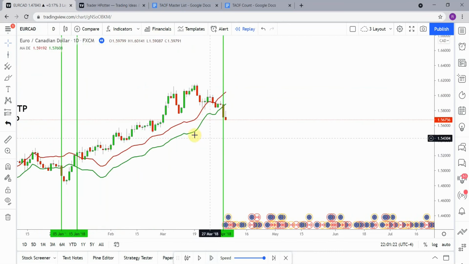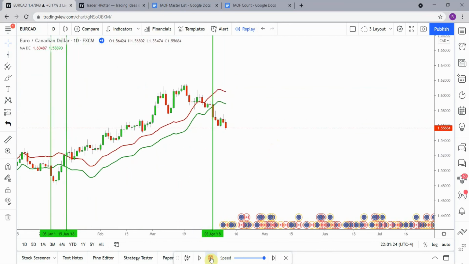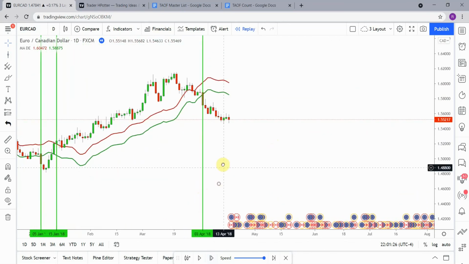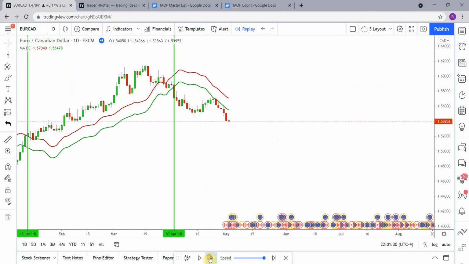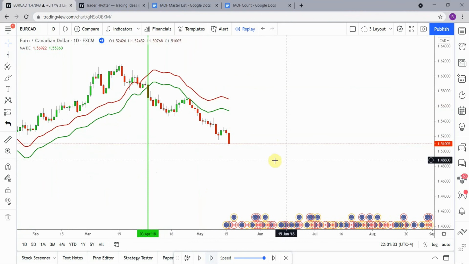All right, we get a short right there. Play it forward a little bit more here, and that one is also going to get us to take profit. So far we are doing not too bad.